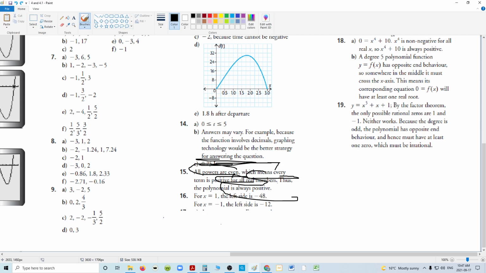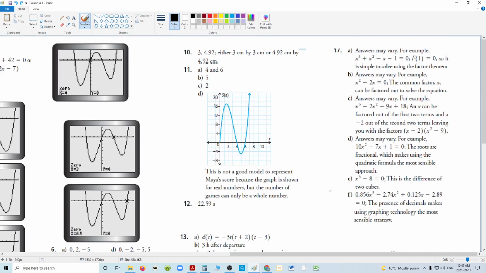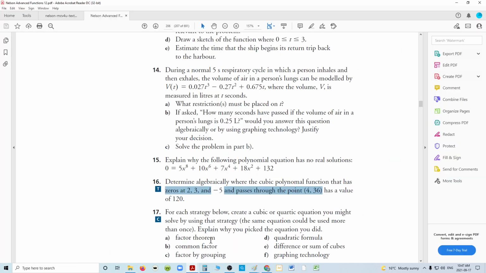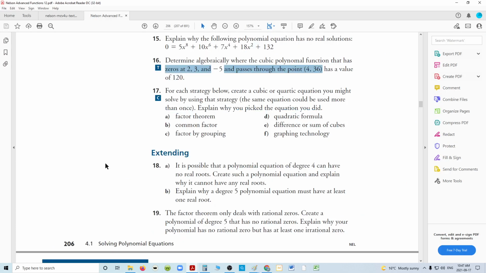For x is equal to 1, the left side is minus 48. For x is equal to minus 1, the left side is minus 12. That has nothing to do with the question they asked. Very strange. Okay, well, there's only 17. There's only a couple questions left, so no, I'm not going to bother with this.